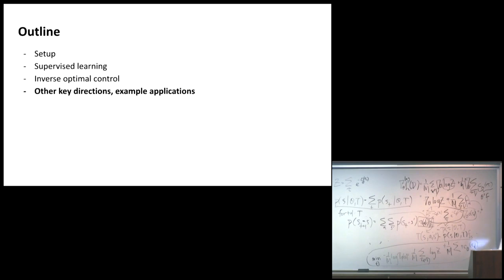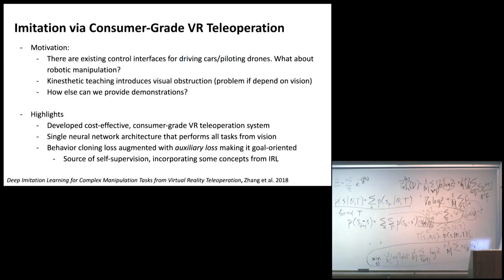Okay, so now we'll see some examples of more recent work in imitation learning in robotic applications. So the first that we'll look at is motivated by the fact that we don't have existing control interfaces for robotic manipulation like we do for self-driving cars or piloting drones. So earlier we had some examples of self-driving cars, and this is pretty easy to provide demonstrations as humans because the observations that we see are exactly those that the robot will see. And we can measure the actions that we took, the steering actions, that is.